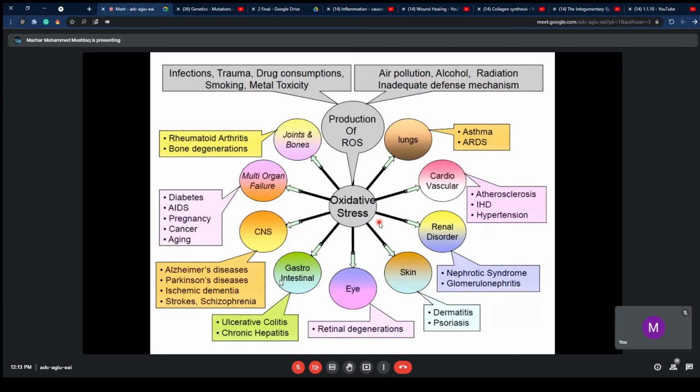And you can see here, it is written: diabetes, AIDS, pregnancy, cancer, and at the bottom it is written aging. So aging would be affected if there is multi-organ failure because of the oxidative stress. So if ROS causes the oxidative stress, every arrow that surrounds the oxidative circle is a disease caused because of it.